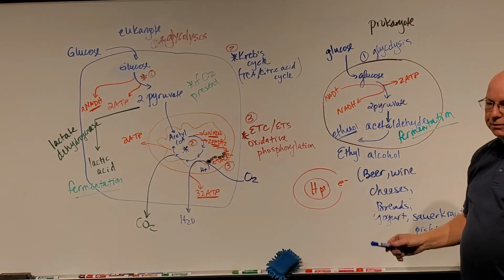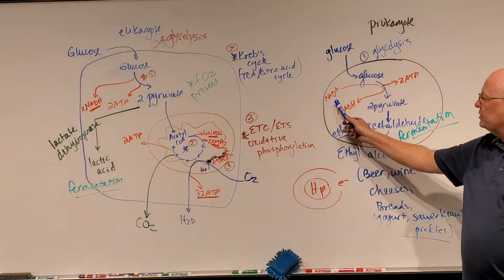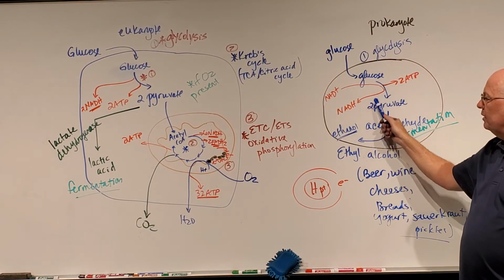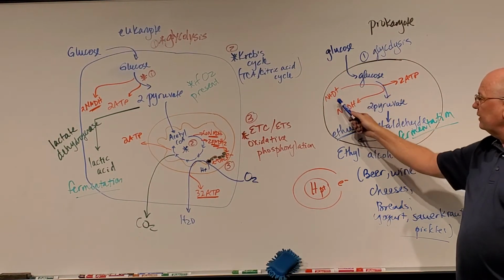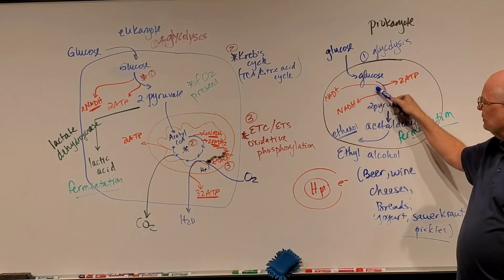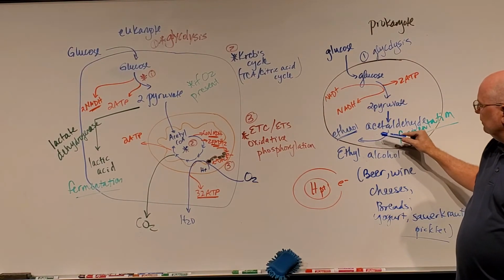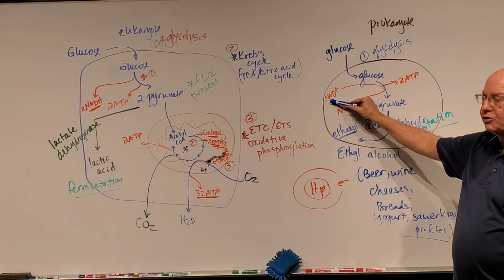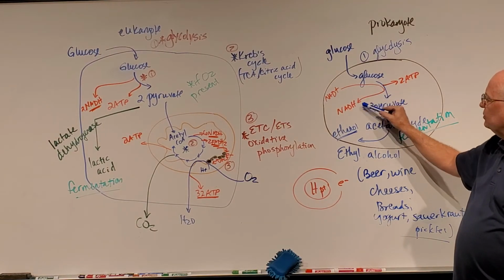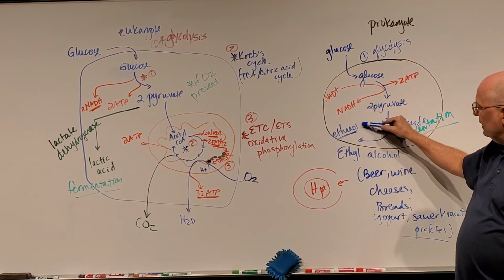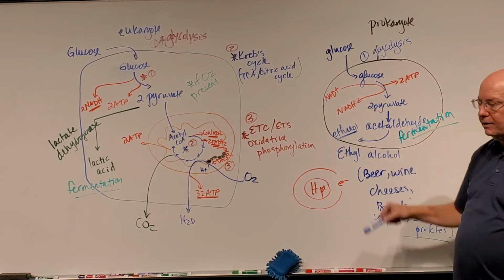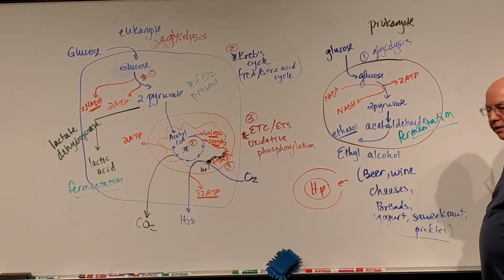So there's no energy production in fermentation, it just recycles the NADH so that I can do another round of glycolysis and I can keep converting these things. The fermentation produces NAD+, which we use for glycolysis to make NADH. We use the NADH in fermentation to make NAD+, and we get alcohol out of this process.